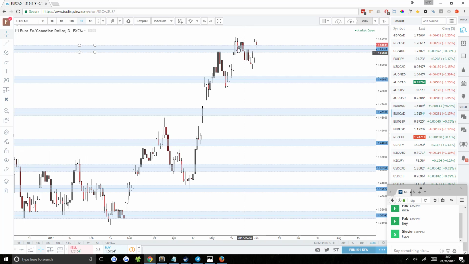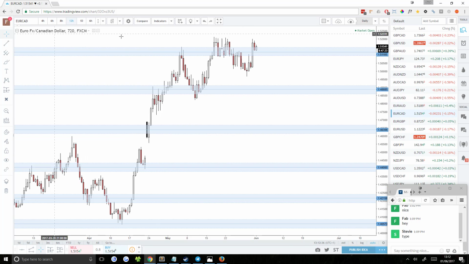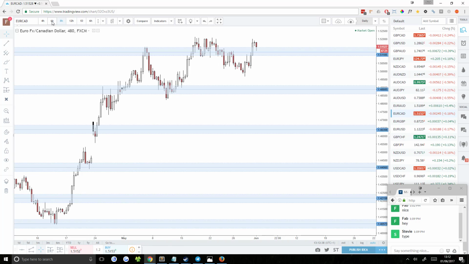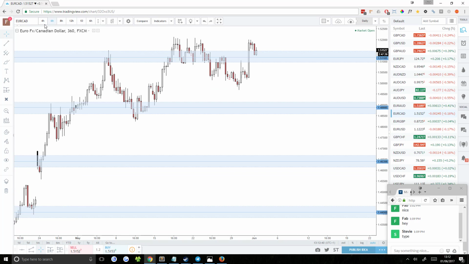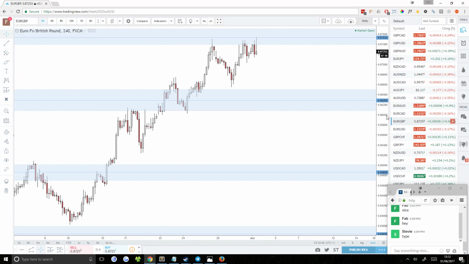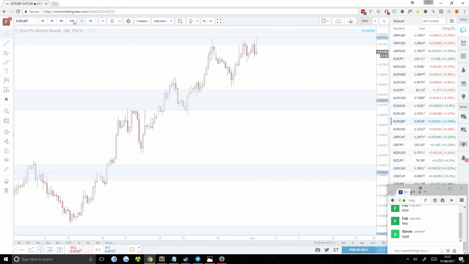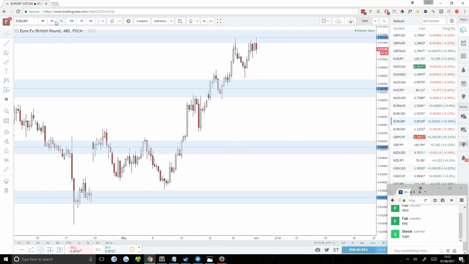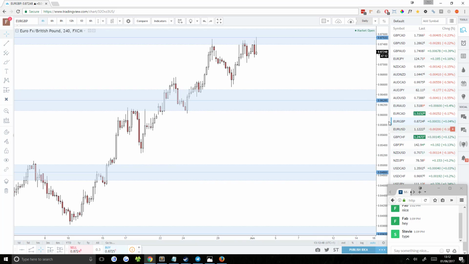All right, Euro CAD. What's Euro CAD doing? It's just broken above resistance and it's kind of stalling there, isn't it? Nothing much. Euro GBP. What's Euro GBP up to? Nothing much. It's just on resistance.